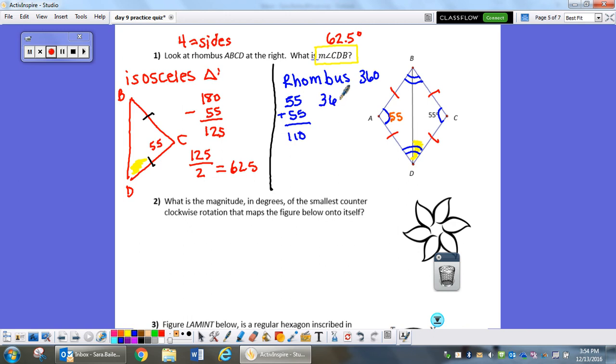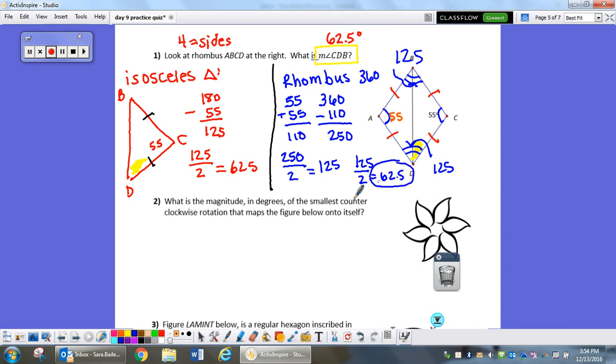Subtract that from 360 because there's 110 taken up, and there is 250 left, but 250 left to be split evenly amongst those 2 other end angles. Okay, so 250 divided by 2 is 125. So then each end angle here is 125. But we only need half of the end angle, so we do 125 divided by 2 to get 62 and a half. Either way is correct.